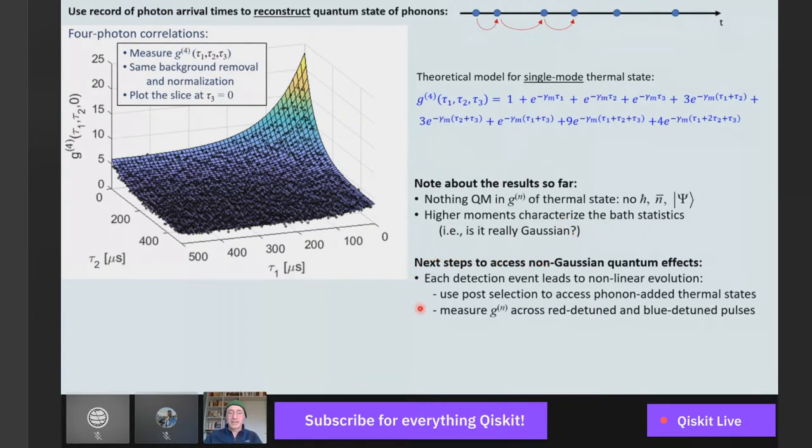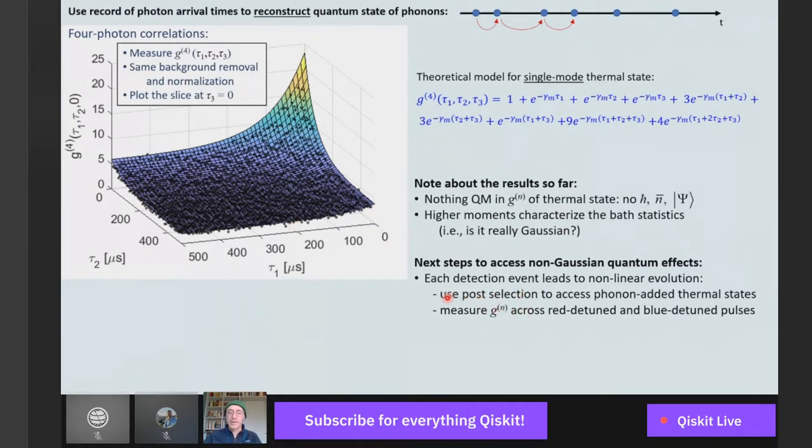But what we would really like to do is move on and use some of these techniques to look at something other than a thermal state of the acoustic mode. And here the idea is to make use of this fact that I mentioned before, which is that really each one of these photon detection events doesn't leave the acoustic mode in a thermal state. It leaves it in some other state. And a phonon added thermal state can have really interesting quantum properties. So we've begun to look at that partially just by taking this data and doing post-selection, saying, let's only look at data where we got two sideband photons in rapid succession. Then how does the subsequent statistics look different?